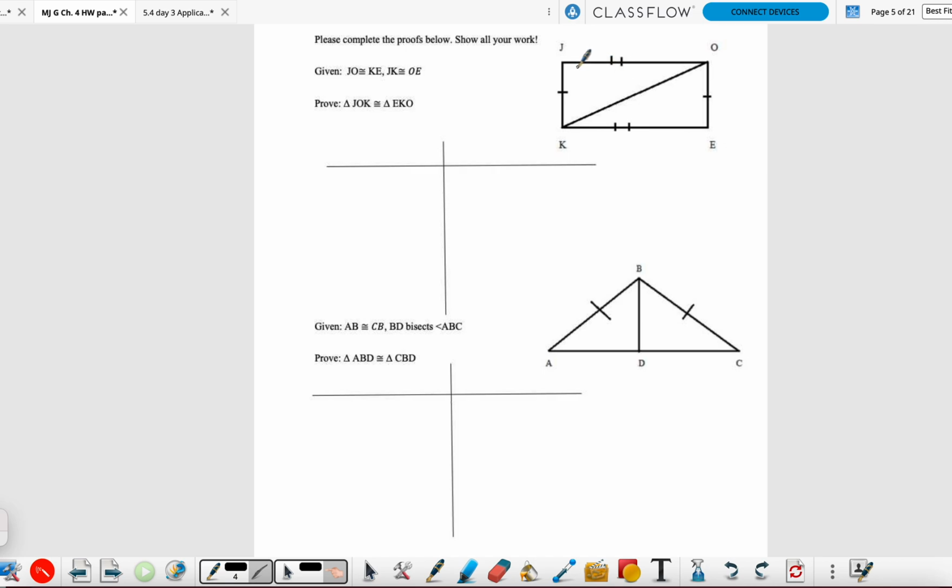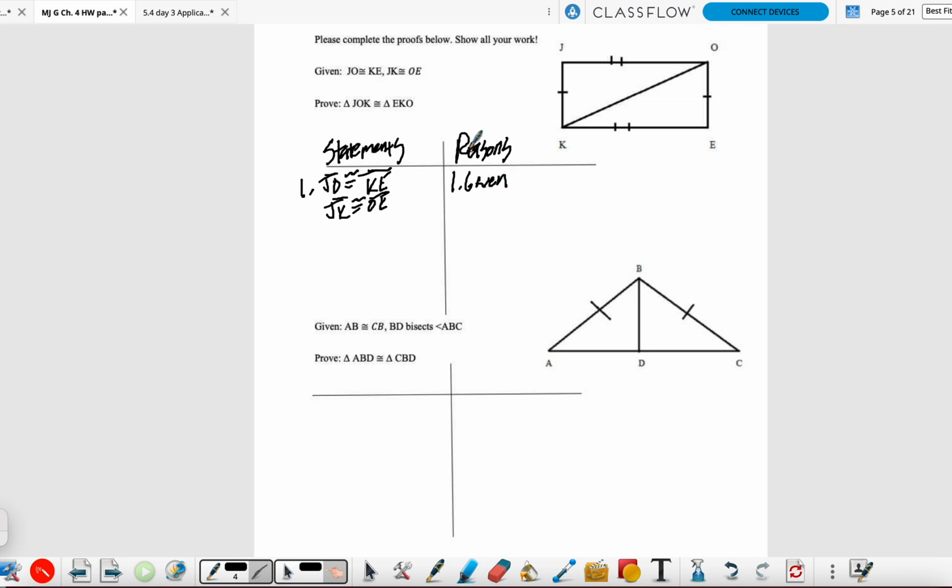This first one, given that JO is congruent to KE and JK is congruent to OE, prove triangle JOK is congruent to triangle EKO. Well, we've got statements and we've got reasons. We're going to start with just the given. I'll copy this directly. JO is congruent to KE, and JK is congruent to OE. That is given.